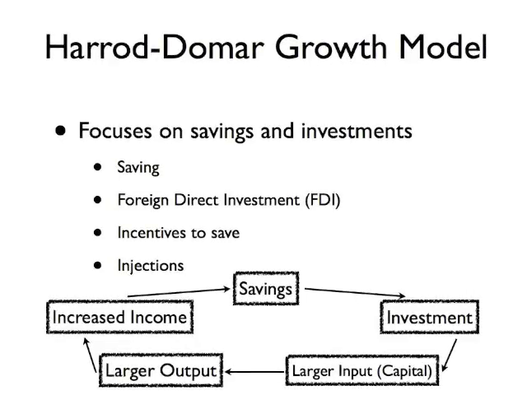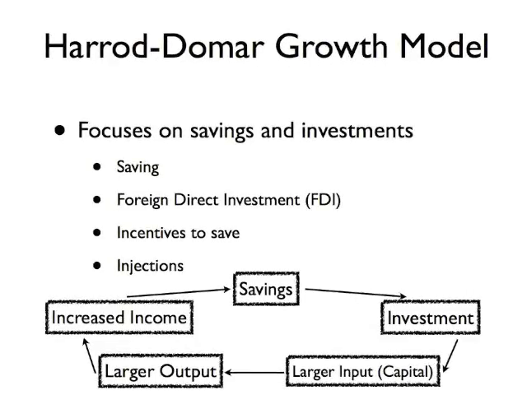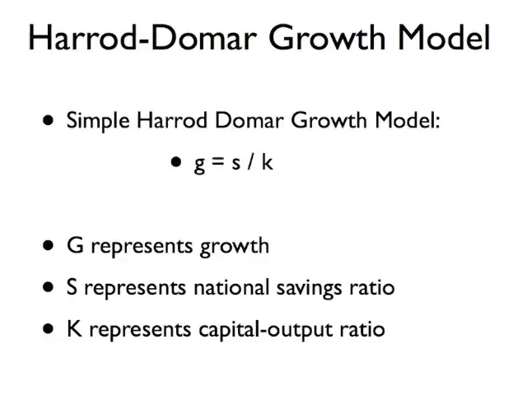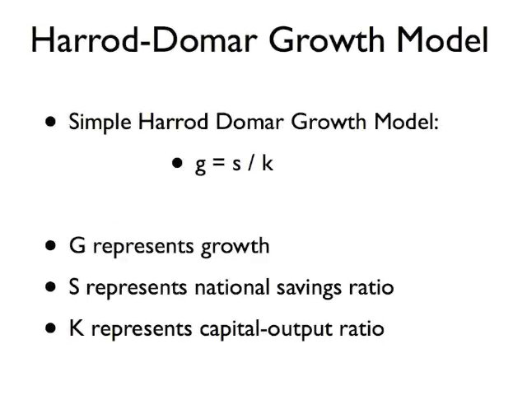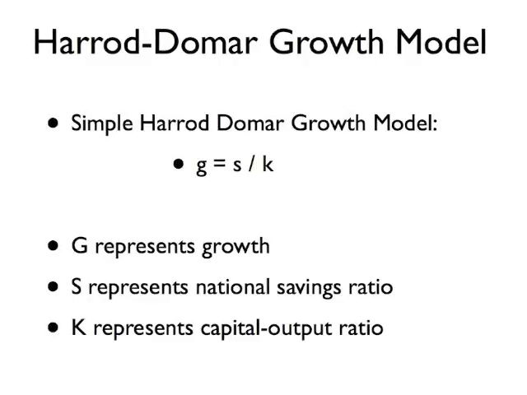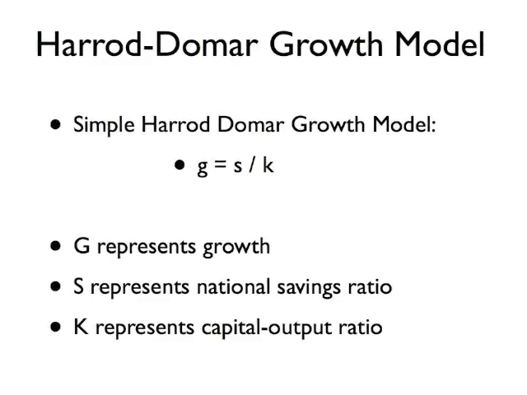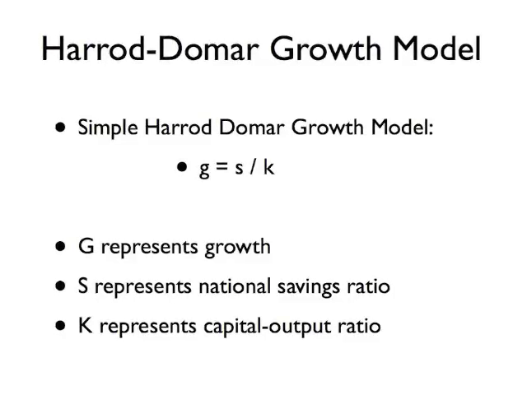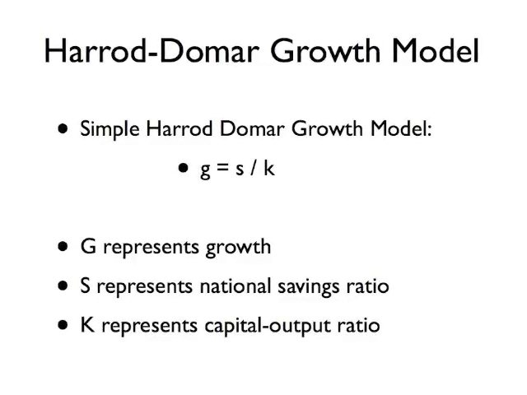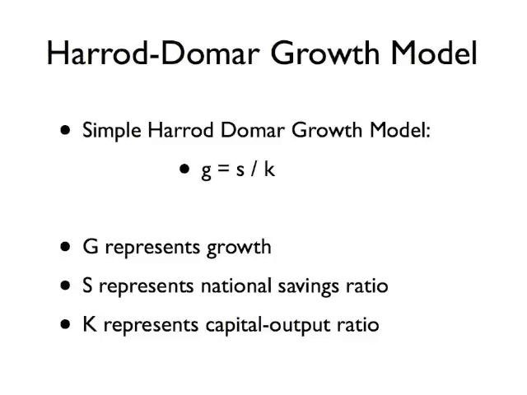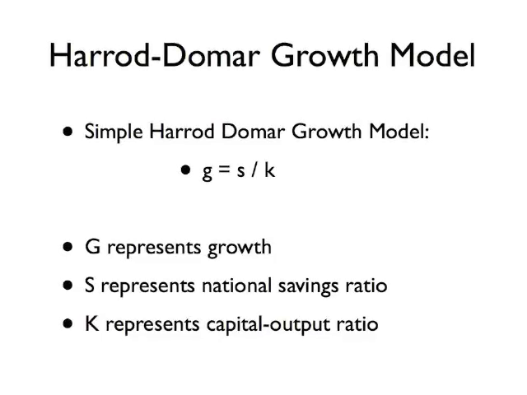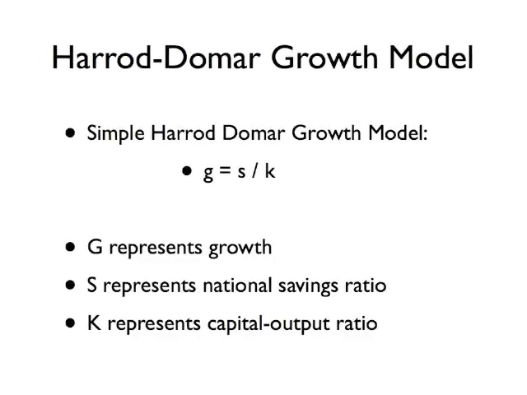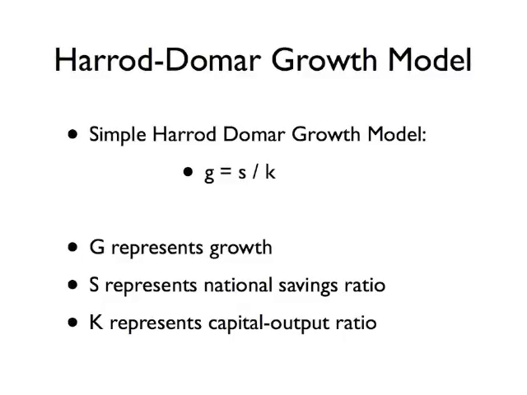With larger output and more surpluses, the average income will increase, which will cause the people to save more. This is a simple Harrod-Domar model. G equals S over K. G represents economic growth experienced by the country expressed as a percentage. S represents the national savings ratio, which is the savings expressed as a proportion of that nation's income. K represents the capital output ratio, which is capital put in divided by the output.